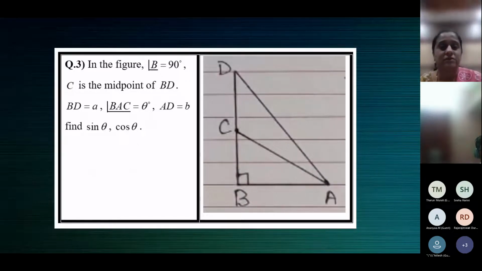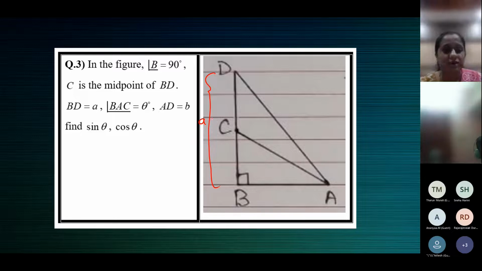Yeah, the third one. You can see a figure, and in the figure, angle B is equal to 90 degrees. C is the midpoint of BD. BD, this full thing, BD is equal to A.